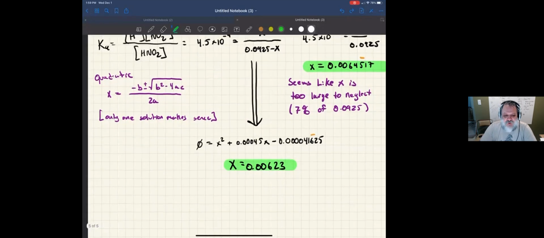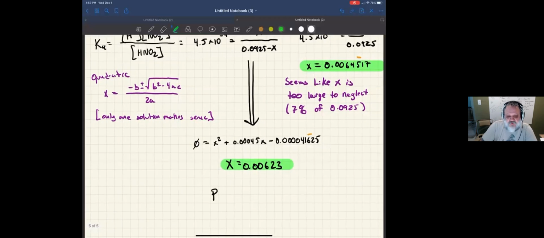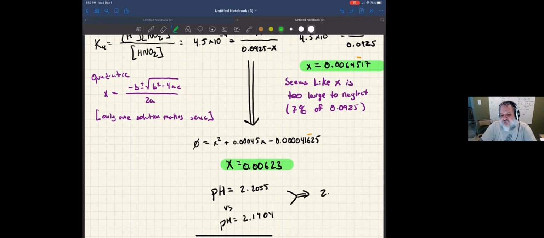Now, I'm actually asking you what the pH is. And so the pH is 2.2055 using 0.00623. Using the other one, it was 2.1904. Again, it's going to depend on what you're asking and what the sig figs are. Rounding to 2 sig figs, I get 2.2 in either case. So there, you see we're in this gray area.